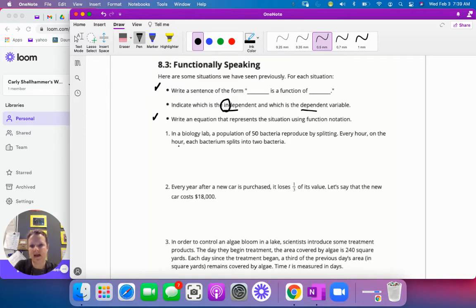So, in a biology lab, the population of 50 bacteria reproduce by splitting. Every hour on the hour, each bacterium splits into 2 bacteria. I'm going to do this one straight away, but with number 2 and 3, it'd be great if you would pause the video and try it on your own.